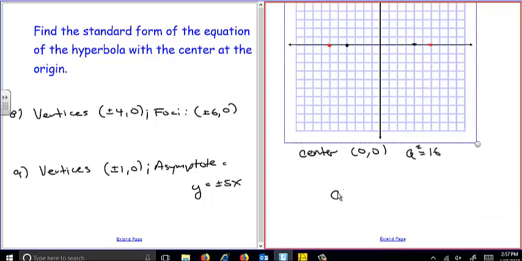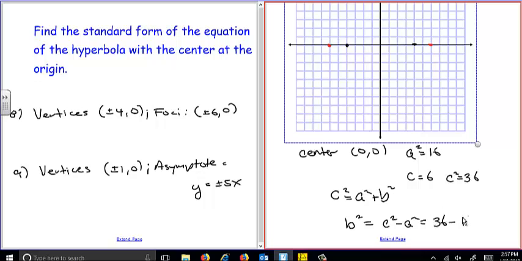We know that c squared equals a squared plus b squared, or b squared is equal to c squared minus a squared. Now, we know that c is equal to 6, so c squared equals 36. So that's 36 minus 16, which is 20. So b squared is 20.